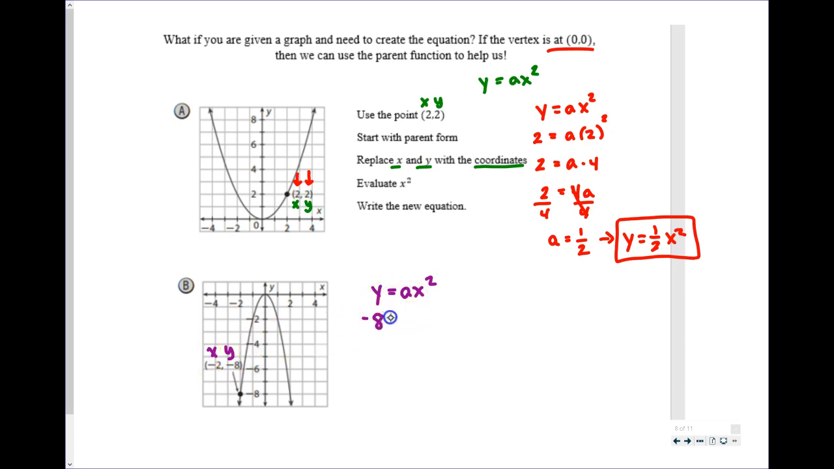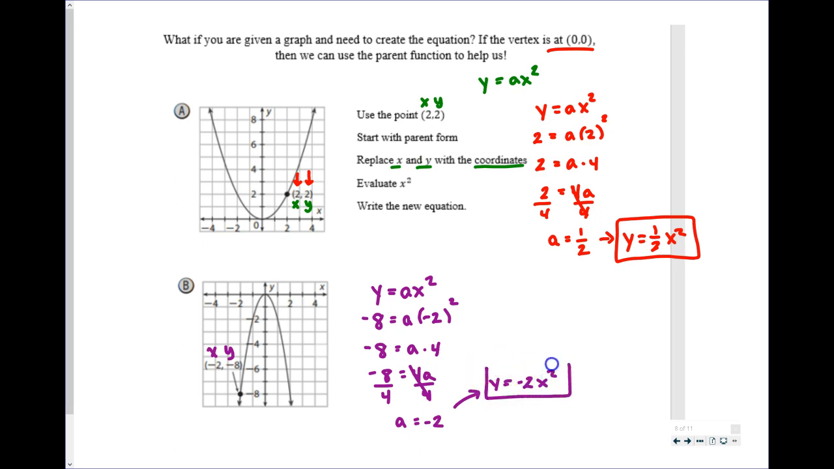So y is -8. I'm going to keep the a, parentheses, plug in -2 for x. All right? Now I'm going to evaluate this, bring down the -8. -2 squared is 4, so I get a times 4, which is the same thing as 4a. Divide both sides by 4 to get a alone, and I get a equals -2. And when I put that back into my parent, I'm going to leave my y and x and just put -2 in for a to get that equation.